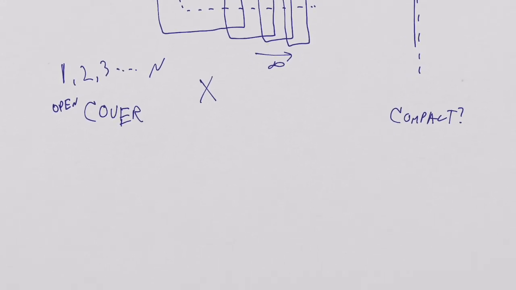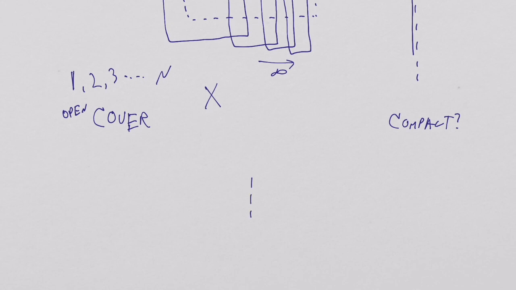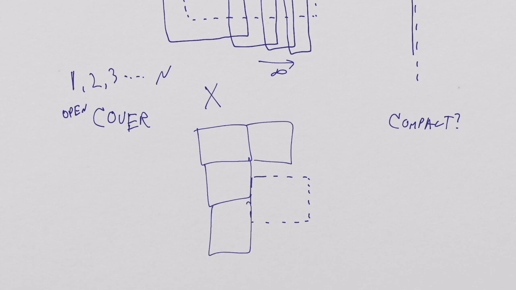Now, that's not the only way to cover it with an infinite number of open sets. If this is that same open rectangle X, I could literally just tile the plane. The entire plane, I could just tile it with open sets.